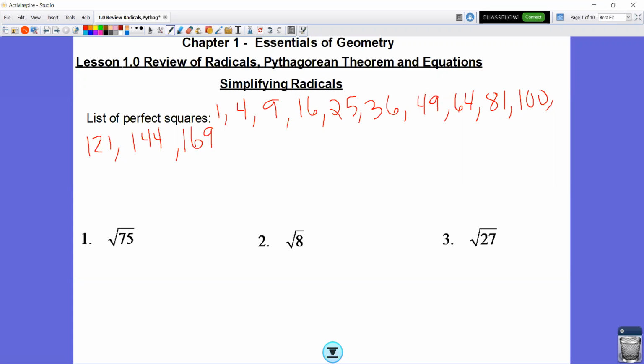All right, does everyone understand what it means to be a perfect square? Right, because then we all know the root is the two of the same numbers that multiply together to make that perfect square. So when we're reducing radicals, an easy way to do it is if you look at number 1 here, I have the square root of 75. Are there any of these perfect squares that would be easy to go into the square root of 75?